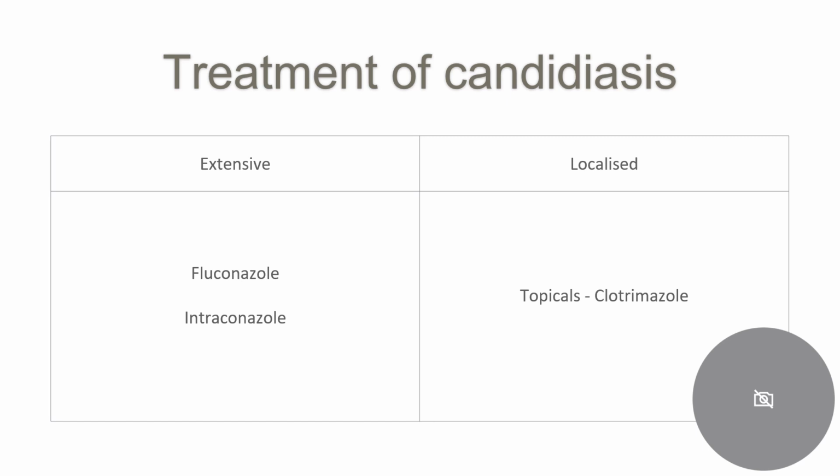The treatment of candidiasis depends on whether it's extensive or a localized infection. For extensive infection, you can use oral fluconazole or itraconazole, and for a localized or uncomplicated infection, you can just use topical clotrimazole cream.